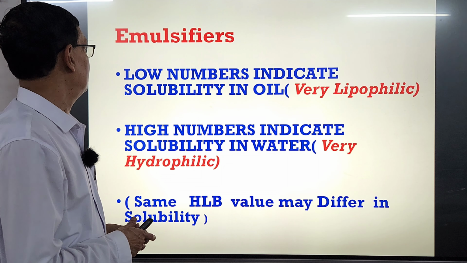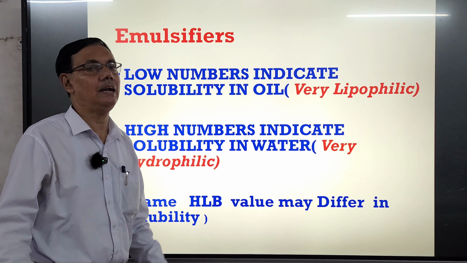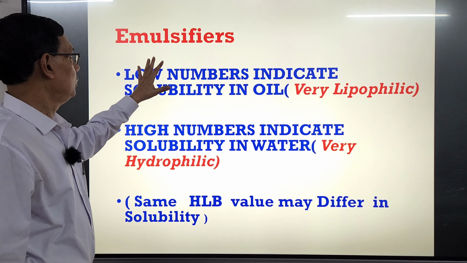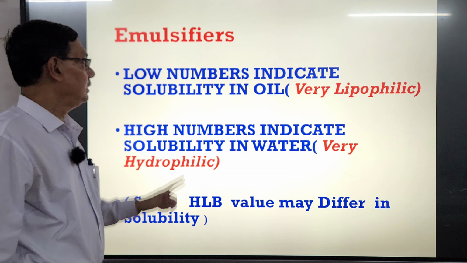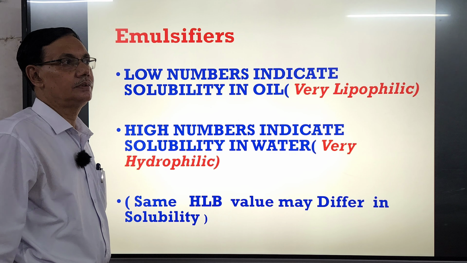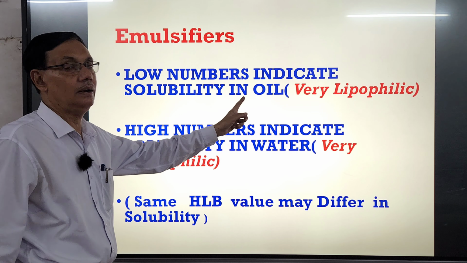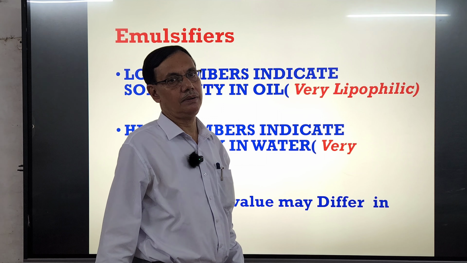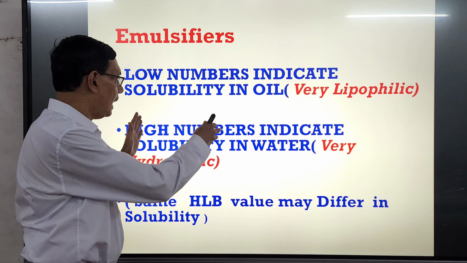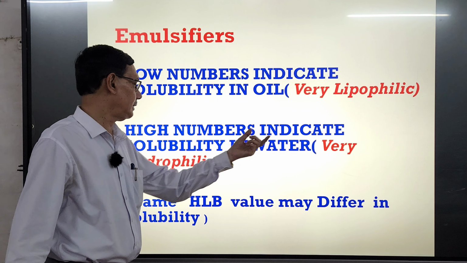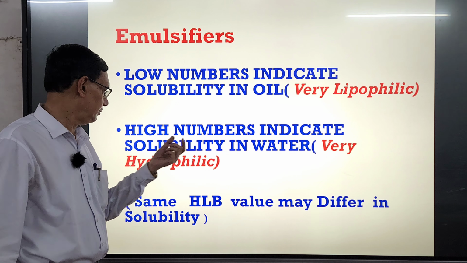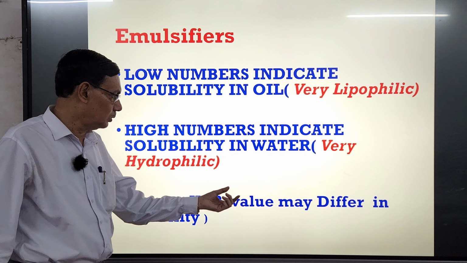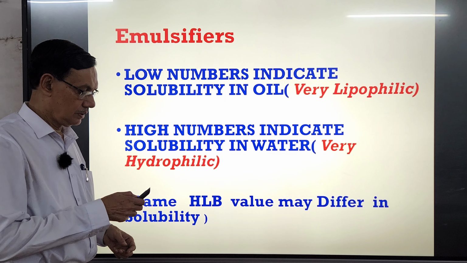Now I am coming to the significance of these HLB values. The first significance is that it is useful for emulsifiers. If the value is a low number, it indicates solubility in oil. That means it is a very lipophilic type of emulsifier. If the number is high, it indicates solubility in water, very hydrophilic. The same HLB value may differ in solubility.